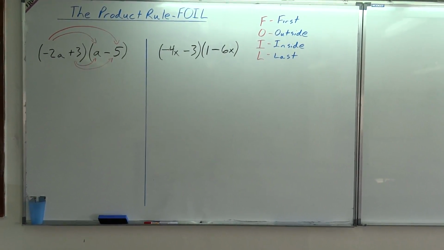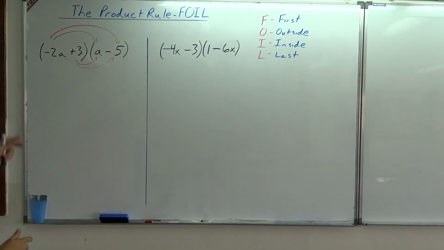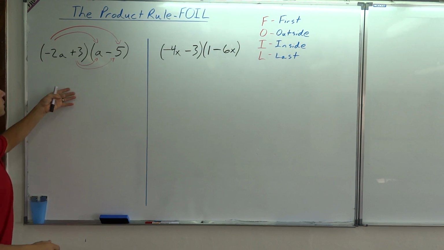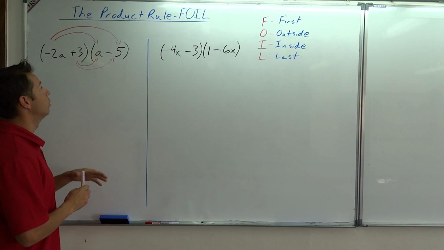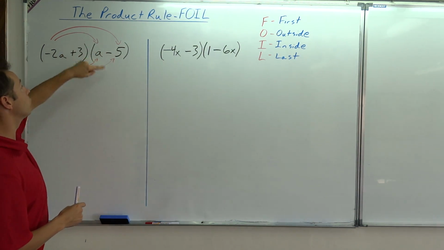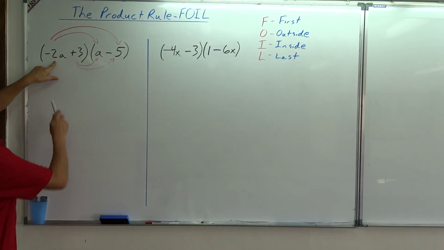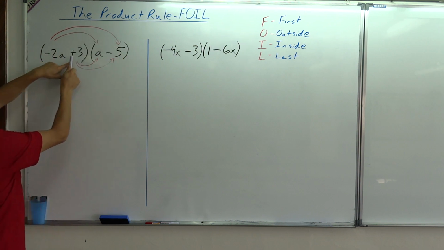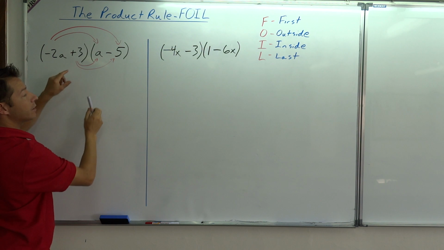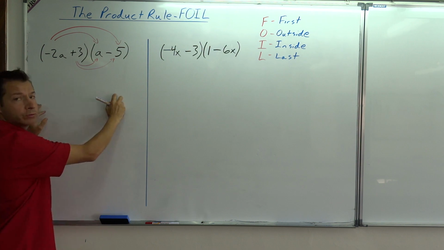Let's look at a couple of examples where we're using the product rule to expand this out and give us a simplified expression. Just like we said in our previous video, we're going to use FOIL to expand this out. So notice I'm going to be multiplying the first terms, then the outside terms, the inside terms, and the last terms. And I should end up with 4 terms again at the end.